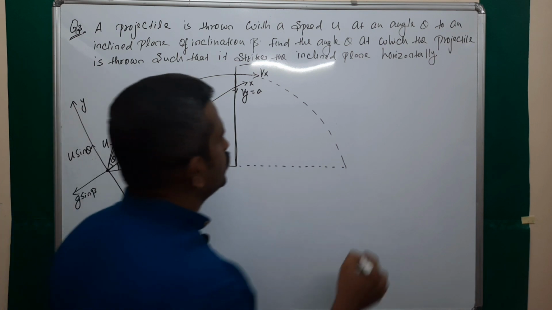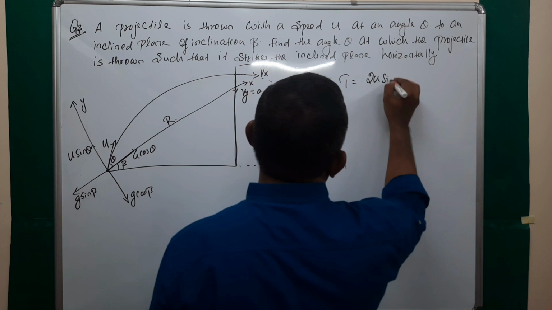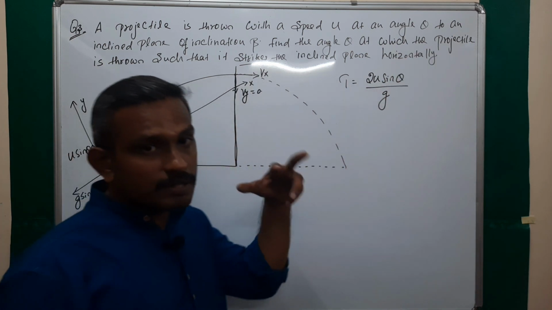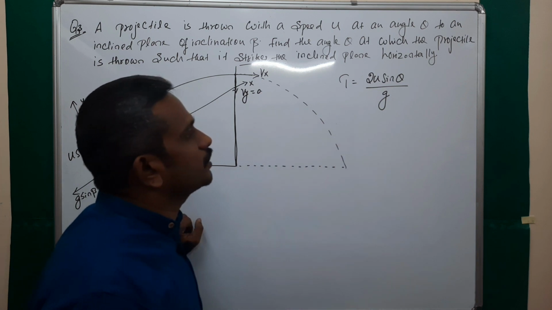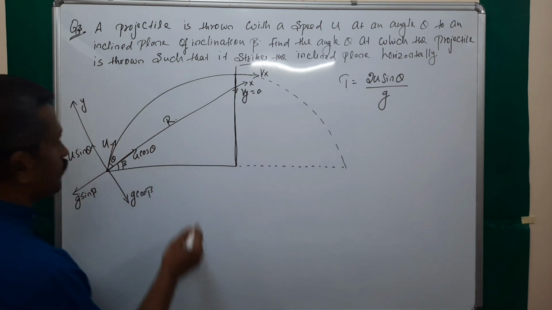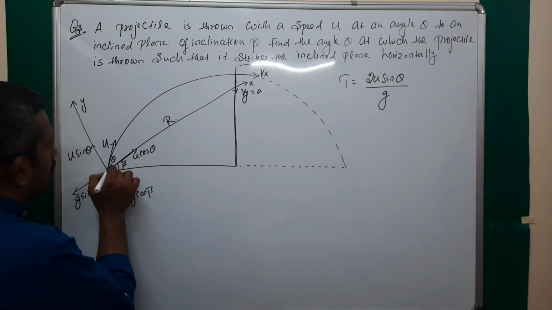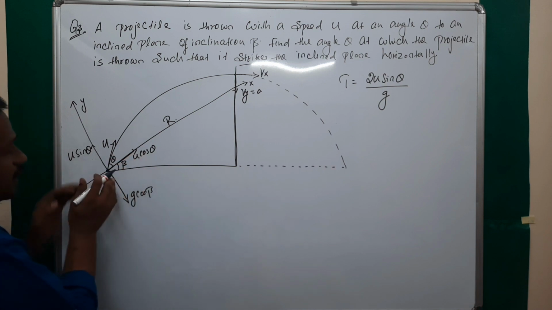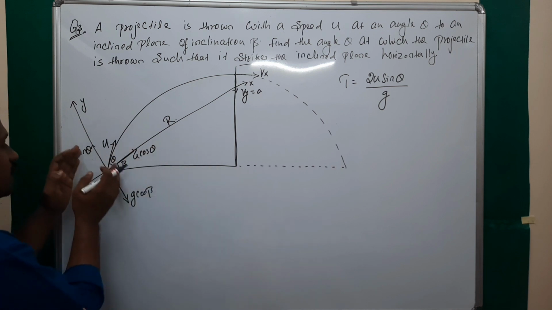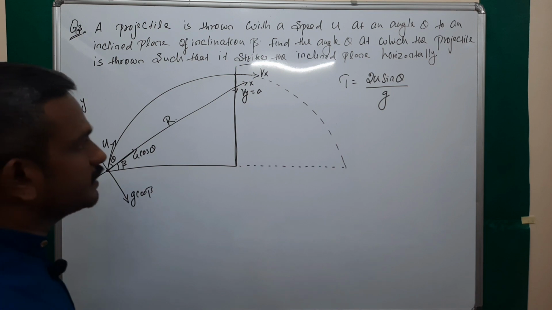So time of flight, we know the formula: t is equal to 2u sin theta divided by g, for the horizontal projection. Here theta is the angle of projection. When it is observed from the ground plane, what is the angle of projection? Here theta is the angle of projection for the inclined plane, but when it is observed from the ground plane, the angle of projection is theta plus beta. Am I right? Theta plus beta.